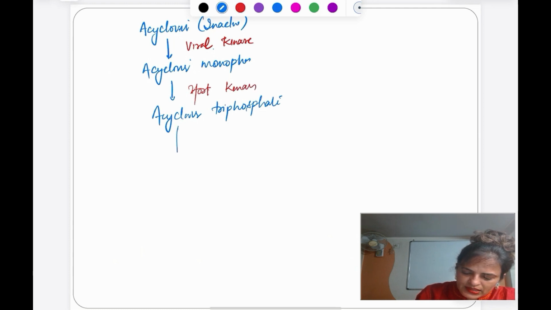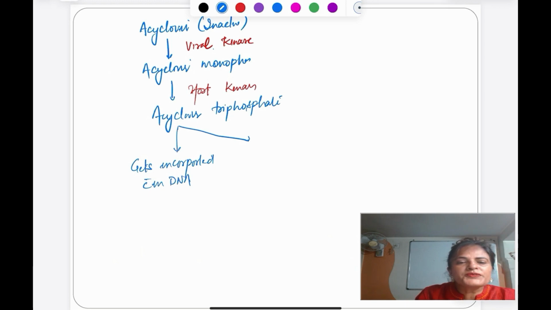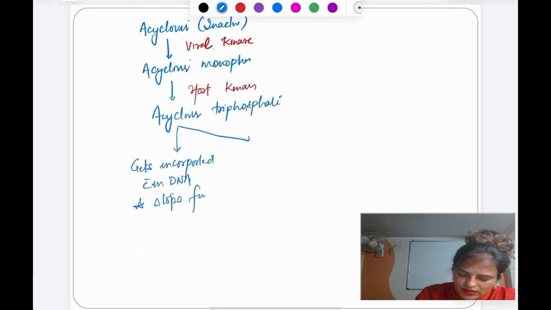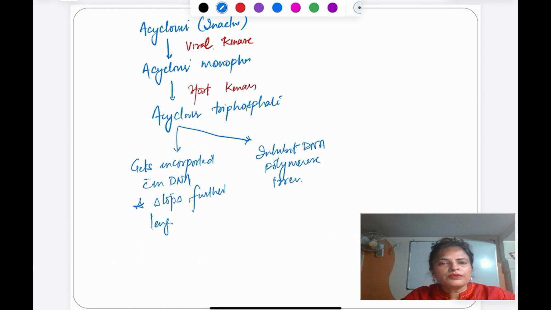The next step is it gets incorporated within the DNA and stops further lengthening of the DNA. And here it is going to inhibit DNA polymerase irreversibly. This is how acyclovir is going to act.